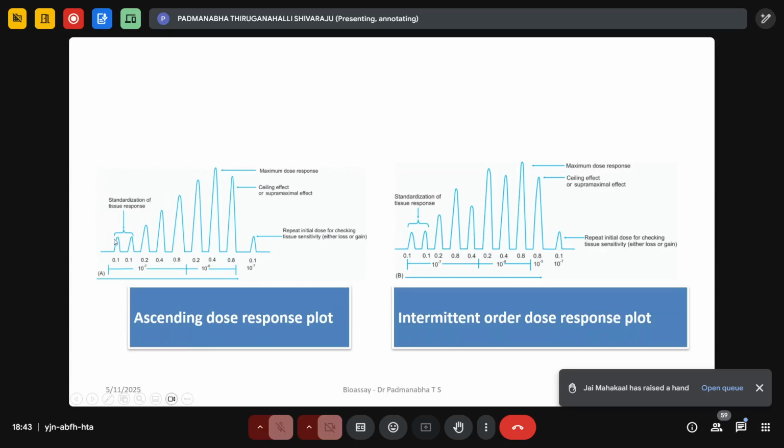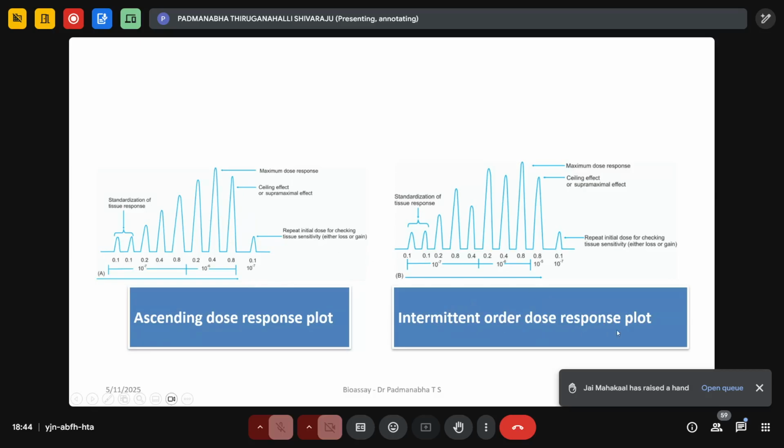There was a linear ascending dose response, and once it achieved the maximum height, you can check with a higher concentration whether it is responding or whether it has already reached the maximal dose response. So you can also see the ceiling effect. Once you have reached here, if you give the 0.8 concentration, there is a ceiling effect or the supramaximal effect. Again, to check for the tissue sensitivity, you can repeat the initial doses so that it will produce the initial response. If it is producing the initial response, that means the tissue is still viable for the experiment.